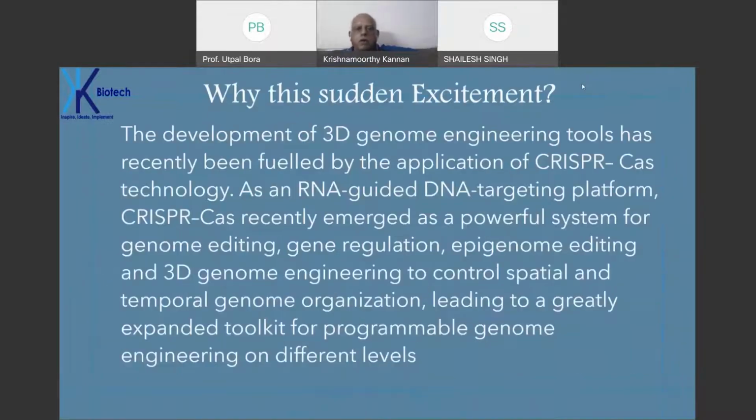So this sudden excitement has only happened because of CRISPR technology, CRISPR-Cas technology. That is why you will suddenly see a powerful system for genome editing, because you are able to change a base. So you can do a lot of things now: gene regulation, epigenome editing, 3D genome engineering, control of space and time, etc. So there is a lot of excitement today.